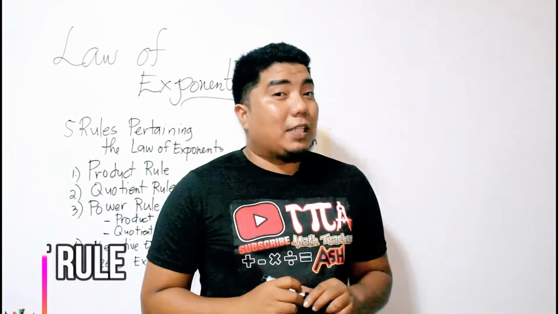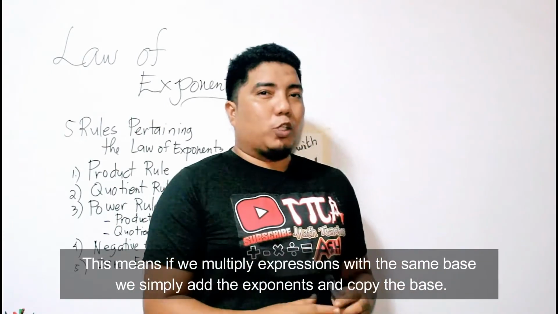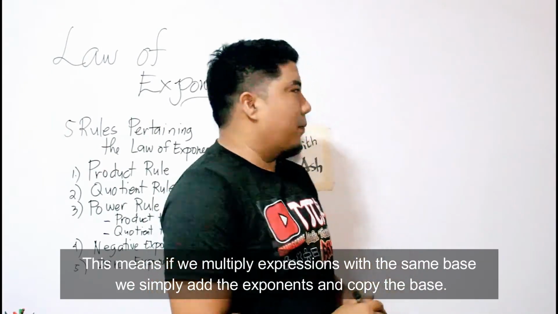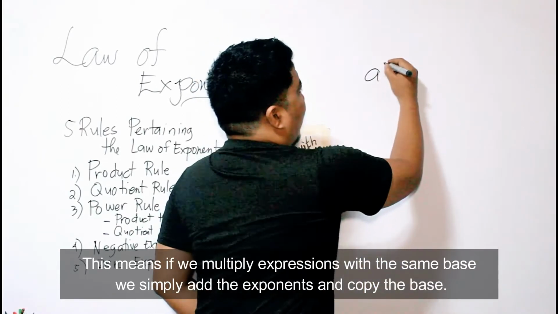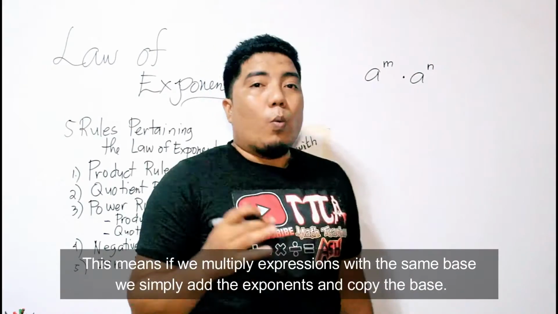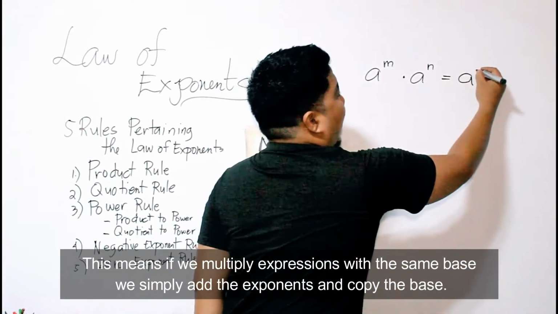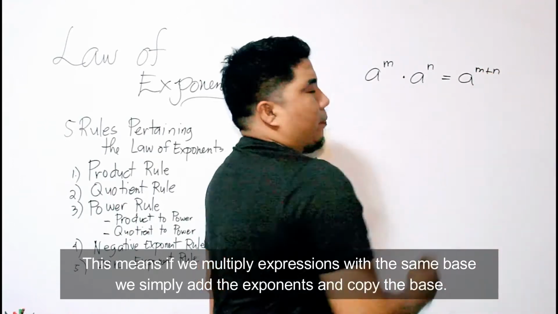Rule number 1, the product rule. If you are multiplying 2 expressions with the same base, let's say a to the power of m times a to the power of n, what you will do is you just copy the base and then add the exponents.